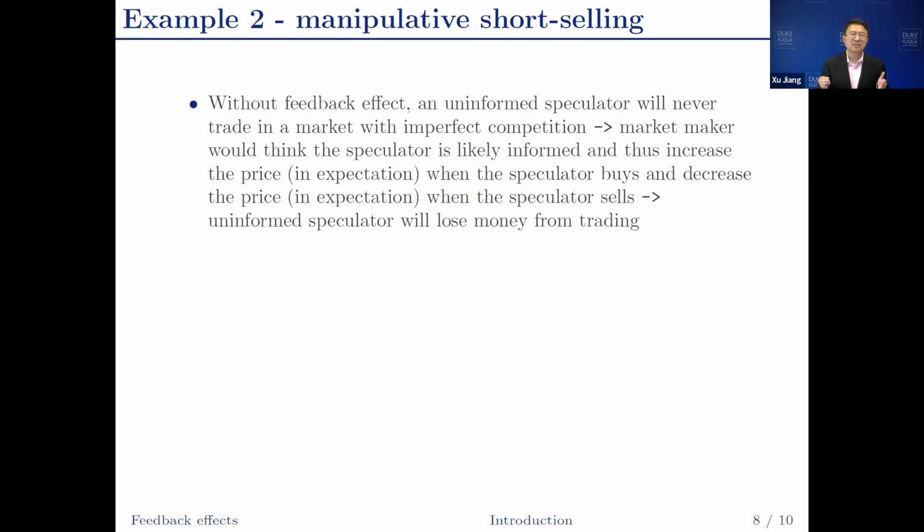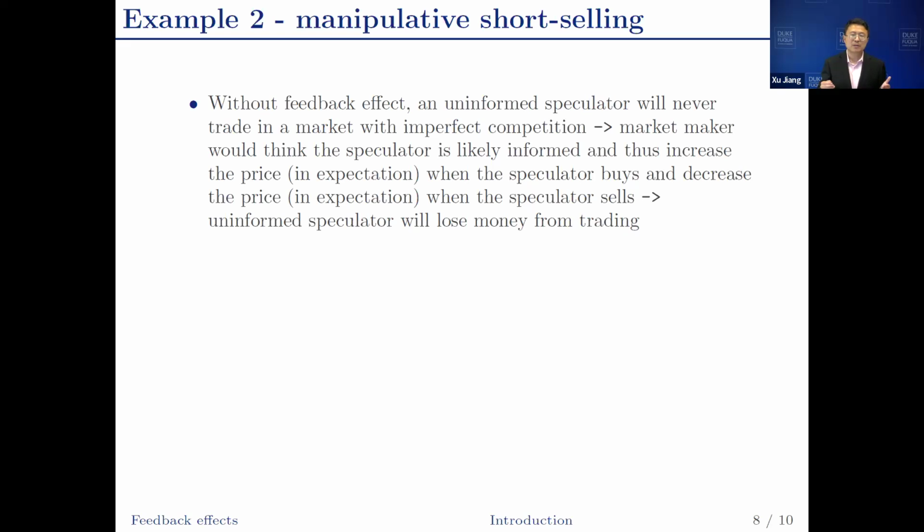Manipulative short selling means that even an uninformed speculator is going to short sell. Without feedback effect, this is not going to happen. Because the market maker is going to price protect itself if the market maker thinks that the speculator is likely informed. The market maker is going to set the price moving against the trading direction of the informed speculator. Price is going to increase when the speculator buys, and price is going to decrease when the speculator sells.